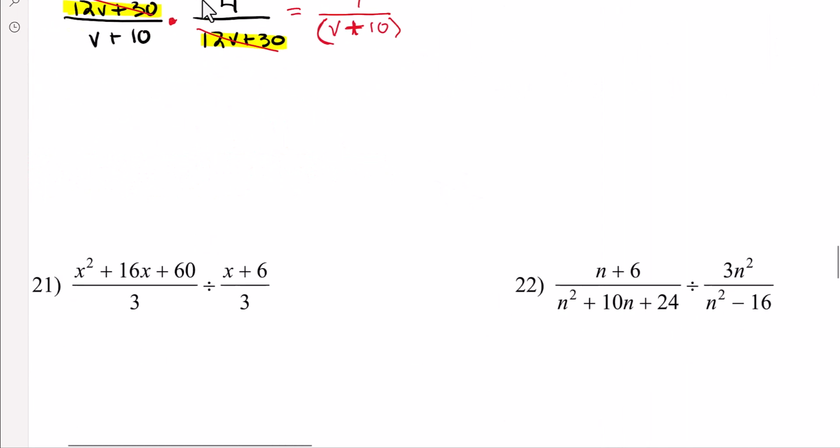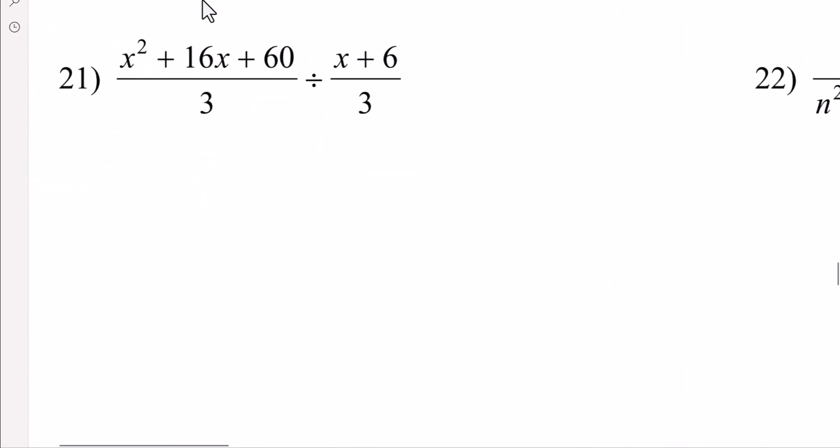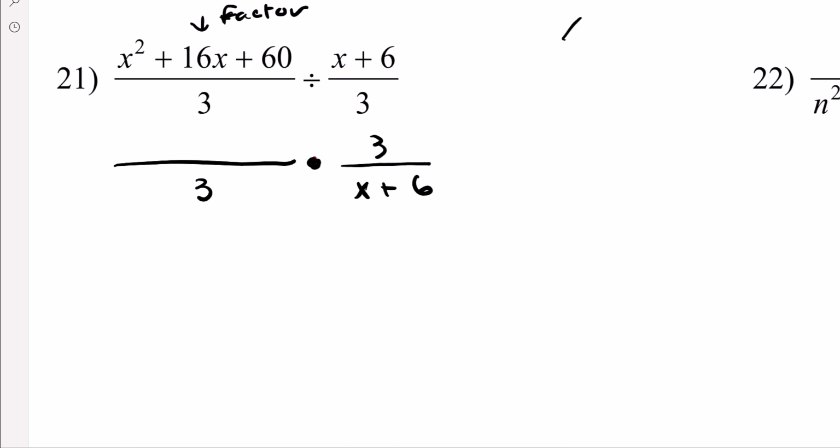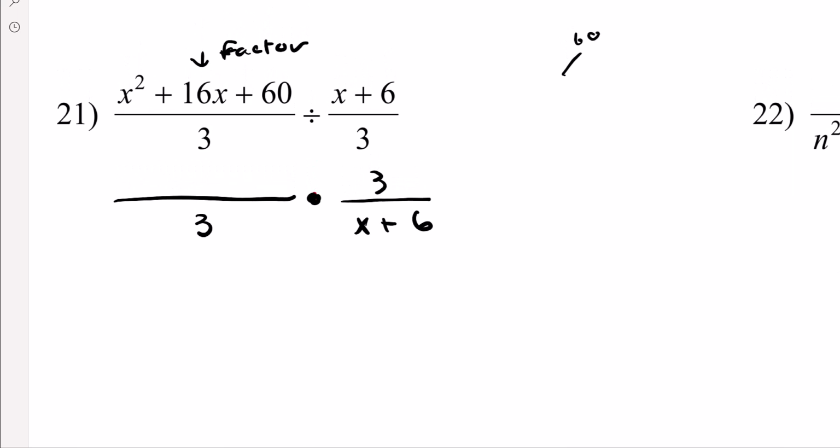All right? Let's go ahead and come down to this one down here, number 21, in case they get progressively harder. So we're going to flip. The divide sign becomes multiply, and then the second fraction flips. The first fraction stays the same, but we're going to factor. So factors of 60 that add up to 16. Well, that one's pretty easy, 10 and 6.